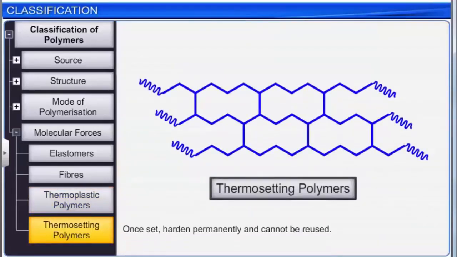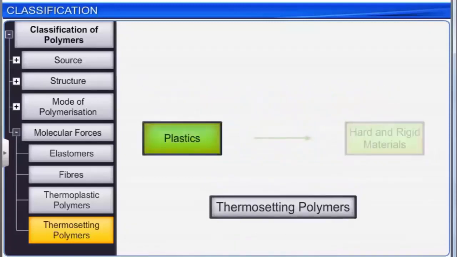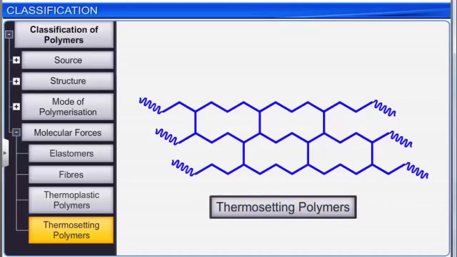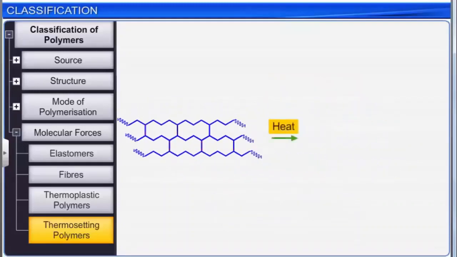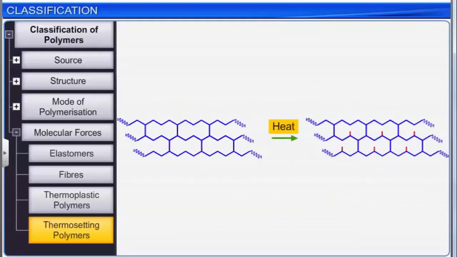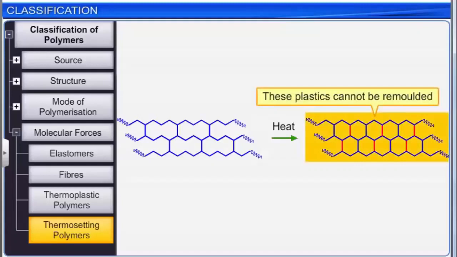Thermosetting polymers, once set, harden permanently and cannot be reused. Plastics that change into hard and rigid materials upon heating are called thermosetting polymers. The chains in thermosetting polymers are cross-linked or heavily branched. When heated, they form extensive cross-linking. As a consequence, these plastics cannot be remolded.